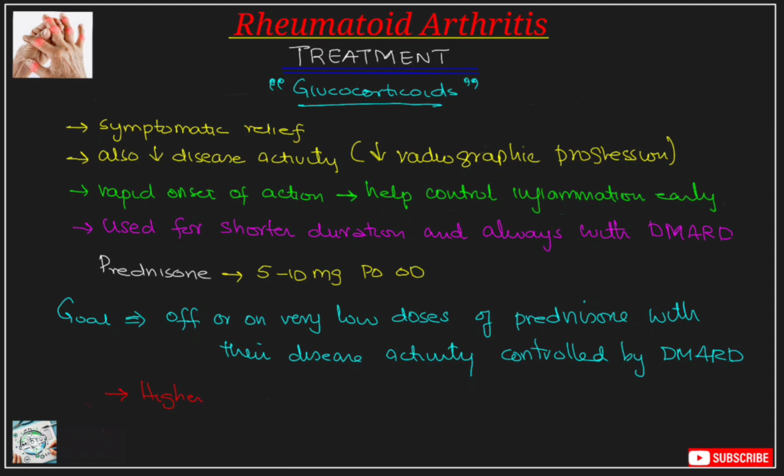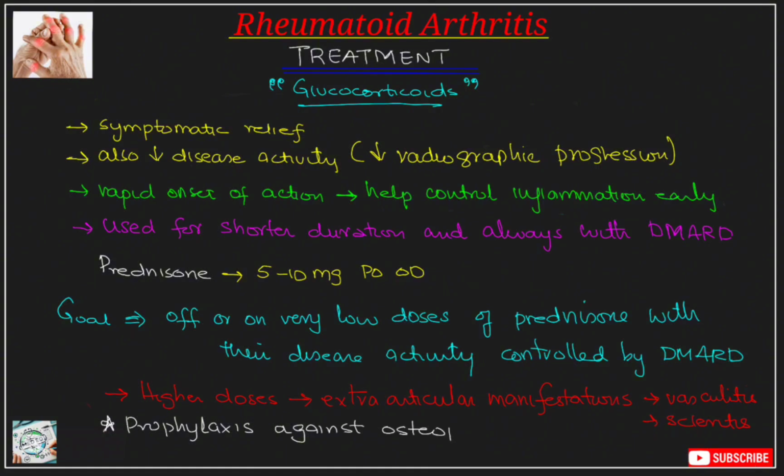An important point is that higher doses of glucocorticoids are used for extra-articular manifestations like vasculitis or scleritis. All patients on long-term steroids must get osteoporosis prophylaxis, especially with bisphosphonates, for example, alendronate or risedronate. Calcium and vitamin D supplementation is also recommended, and their bone mineral density should be monitored regularly.